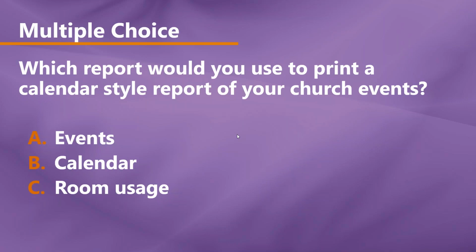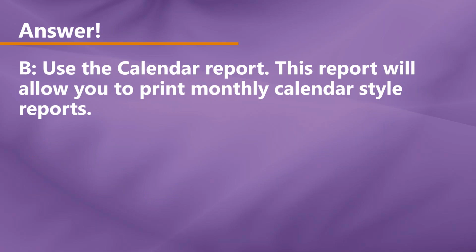Okay, and it looks like we're mostly unanimous on this one, and the answer to this one is B. Use the calendar report. This report will allow you to print monthly calendar style reports. This is something you can include in your church newsletter, or just anything you want to use this for. The church calendar, that's going to be your best bet when it comes to getting a calendar style report. Now, the events report is going to give you a listing of all your events during a certain time period, but that's more of a list style report. So it just depends on what you're looking for there.